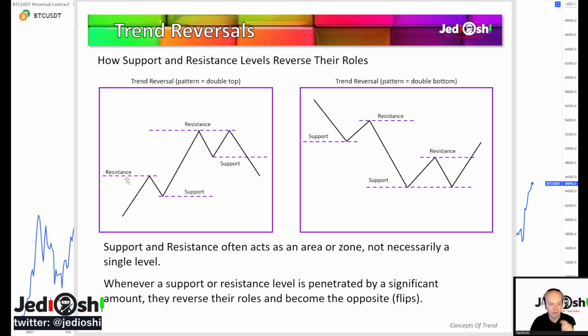It's the same with dynamic lines, and we'll get into that. But support and resistance levels act as areas more often than not, not necessarily a hard number. When we get advanced, we'll talk about whole numbers too, and those are psychologically important. But what you need to know is that this can and often acts as a zone, an area, not necessarily a hard line number.